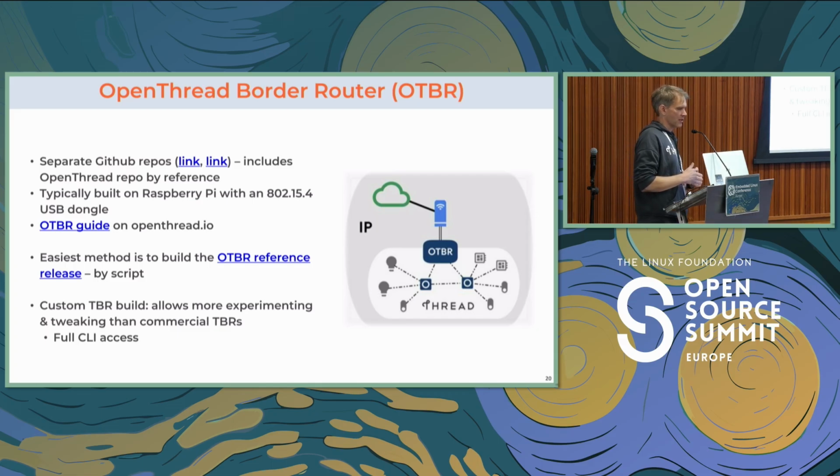So it's an open source project, and it provides a reference implementation of a thread border router that we also use for certification testing and in general to see if a product is kind of compliant to what we specify. And that's typically built on the Raspberry Pi. That's the default build with the USB dongle added, which can be one of several vendors, I think.